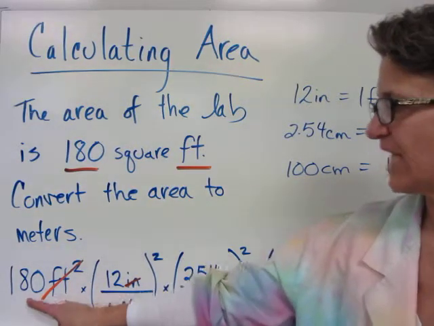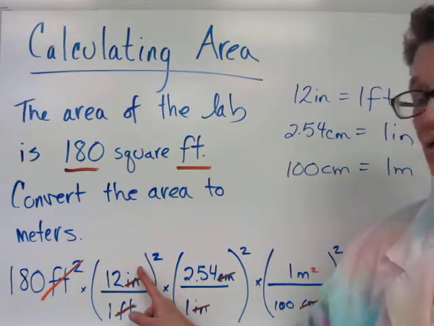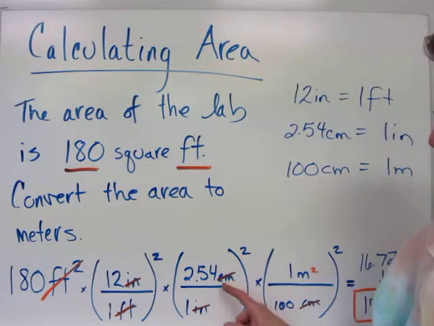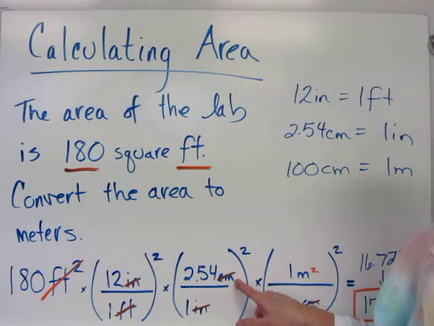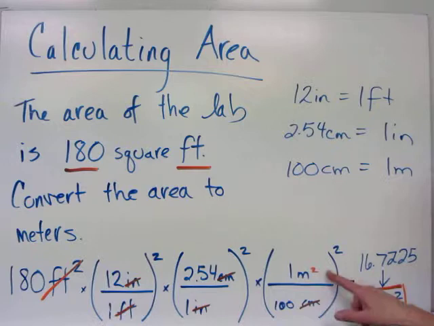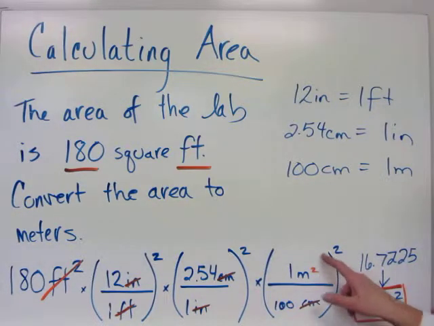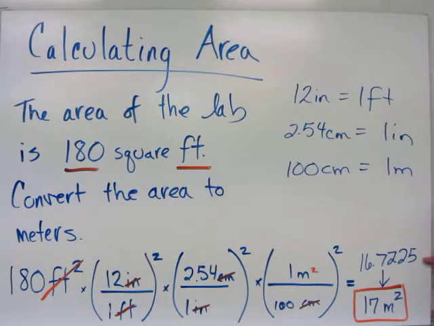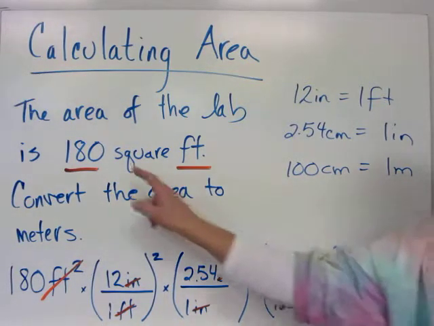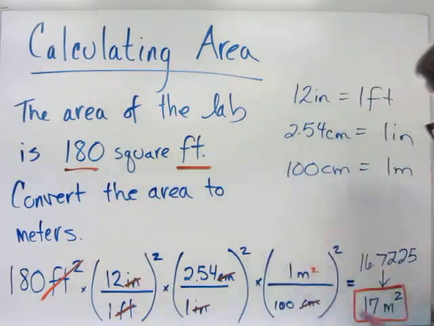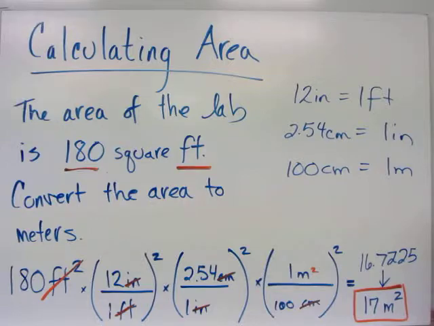So 180 times 12 squared divided by 1 squared. And then I converted inches to centimeters. Make sure you square it. And then the centimeters to meters. Make sure you square it. These are your final units. Again, you'll have a lot of decimal places on your calculator. Be sure to go back to your original value, look at the sig figs, and round properly. Be sure to put units on your answer.